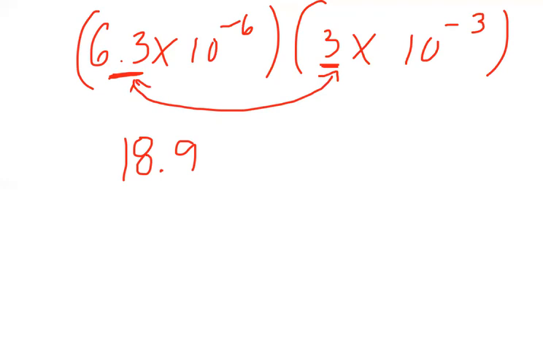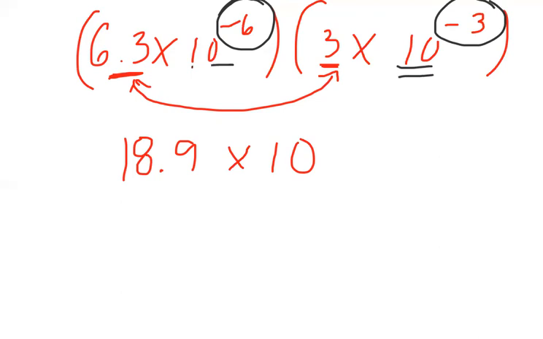Next, guys, you keep the base 10 and then add the powers together. Why are you adding the powers? Because you're multiplying. When you multiply with the same base, you keep the base and add the powers together. So -6 plus -3 gives you a -9. Now, guys, here's the big question. Is this correctly written in scientific notation?